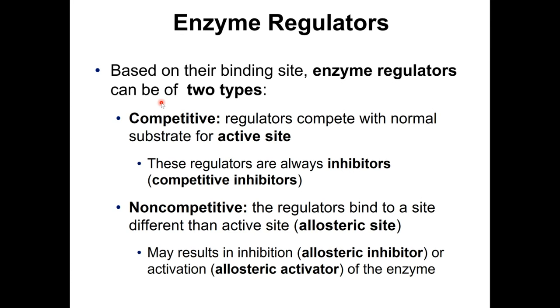Whereas molecules that bind to a different site than the active site, the allosteric site, instead can be either inhibitors, they can have a negative effect on the active site, or a positive effect on the active site. And in that case, that would be called an allosteric activator. We'll talk about that in a second. Starting with the competitive inhibitors. Those molecules bind to the active site and they inhibit the activity of the enzyme.